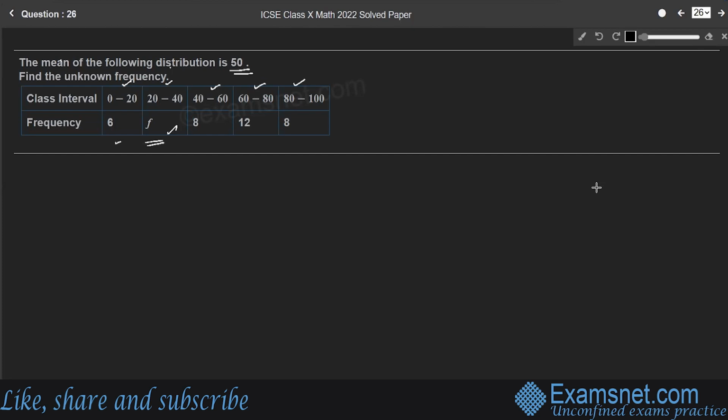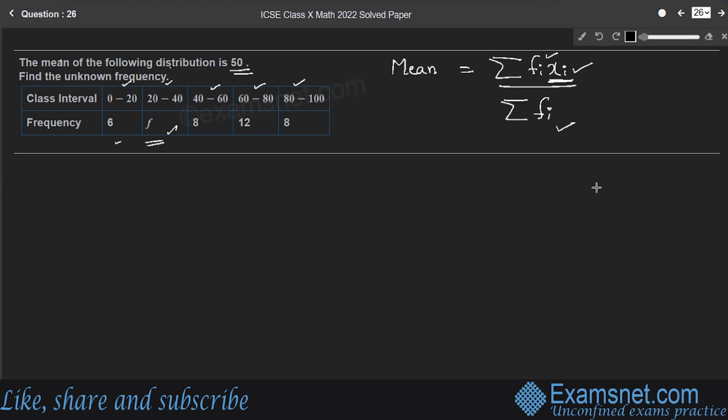For that, let us go to the formula for mean. Mean is equal to sigma fi xi divided by sigma fi. Here fi is the frequency of the given distribution. Sigma fi means total frequency, whereas for sigma fi xi we need to know the value of xi. Xi means midpoint or class mark. So let us find the class mark.